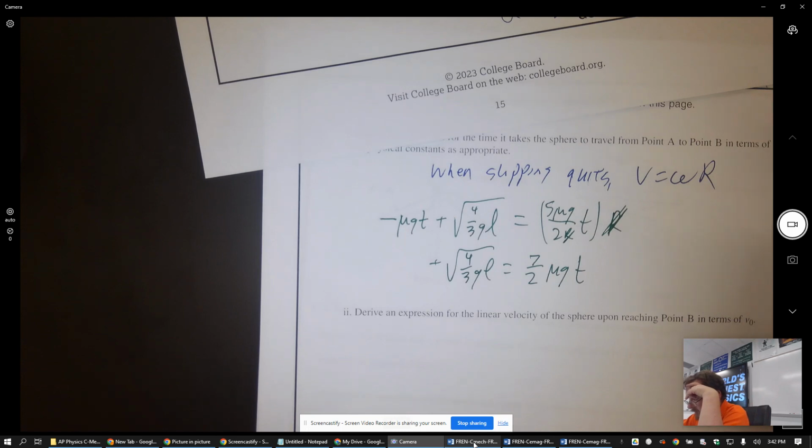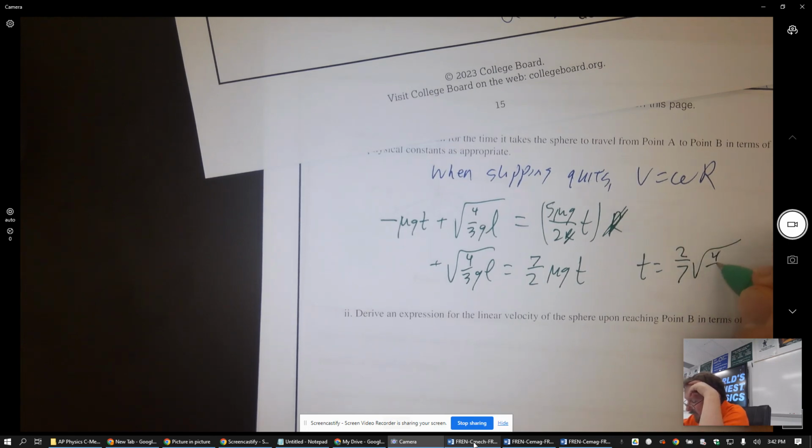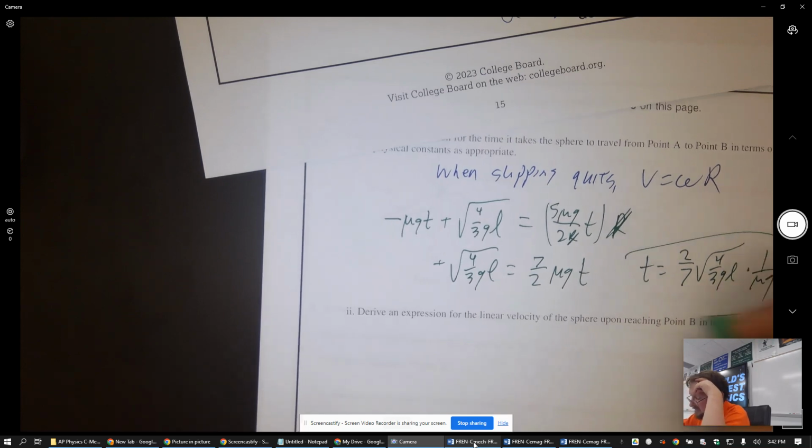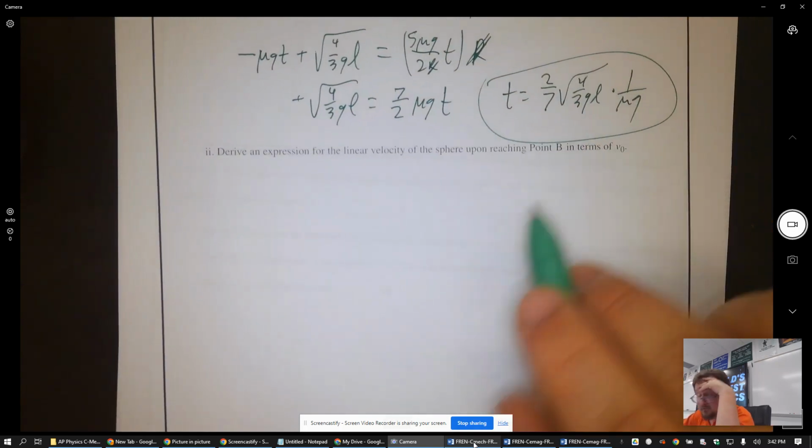Man, do I not want to do this. Okay, so the time is going to be 2/7 radical 4 thirds GL over mu G. You think I'm going to simplify that? You're nuttier than squirrel poop if you think that I'm going to simplify that.